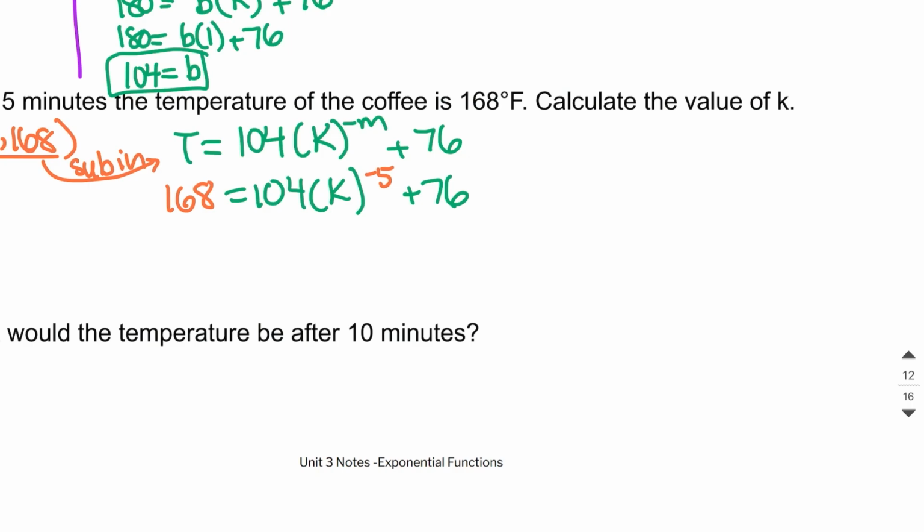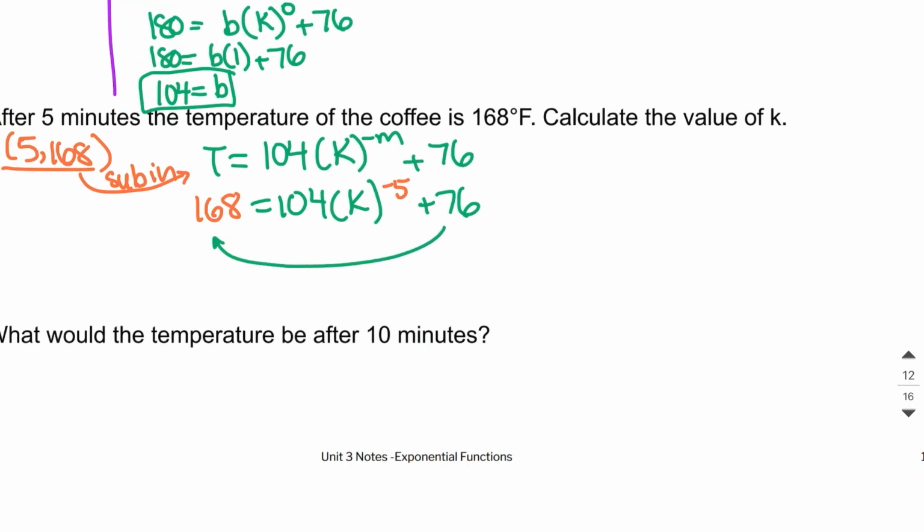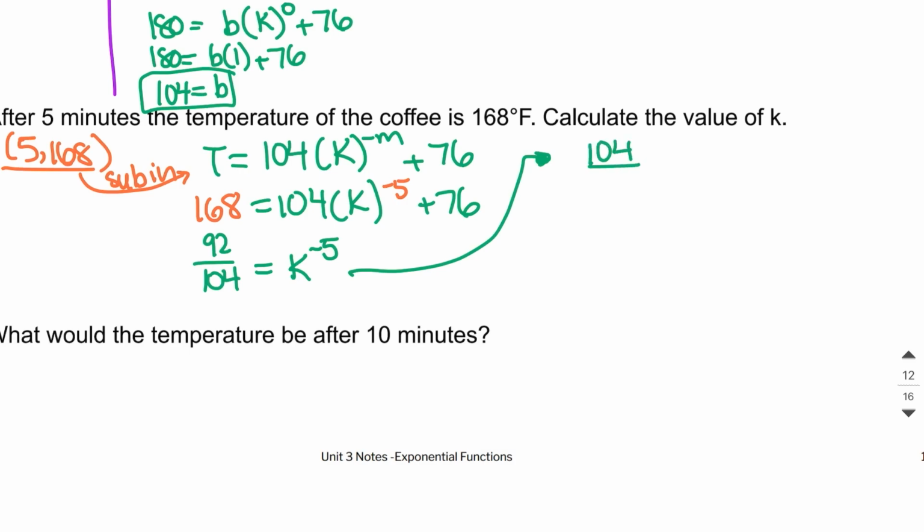Okay, so now what I have to do here is subtract the 76 over. When I do that, I end up getting 92. Then I want to divide by this 104. So it'd be 92 over 104 equals K to the power of negative 5. Now this gets a little bit tricky because I have a negative exponent. So to make my life easier, I'm going to do the reciprocal of this value right here.